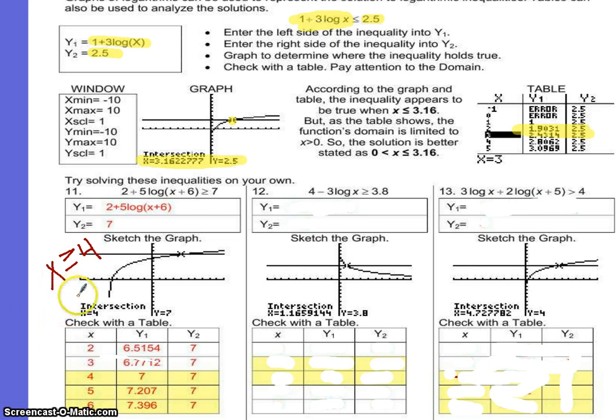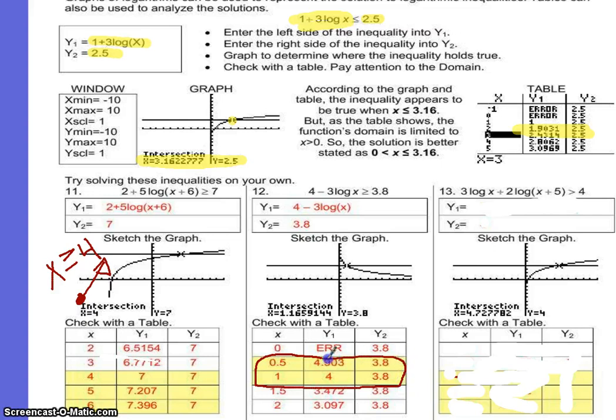Now, don't forget, I could also do this with the graph. I would bubble in my 4, and then it would go off to the right side. So let's look at the next one. Now I'm going to plug in 4 minus 3 log of x in y1, and then 3.8 in y2. Now I want to know when my function is greater than or equal to 3.8. So when I look at my numbers, I only want to focus on those that are greater. I'm going to see that the only ones that are greater is this small section. And what are all those in between? Those are in between 0 and 1.16. And I can find that by finding what? That's correct, my intersection. My intersection is going to tell me that point.